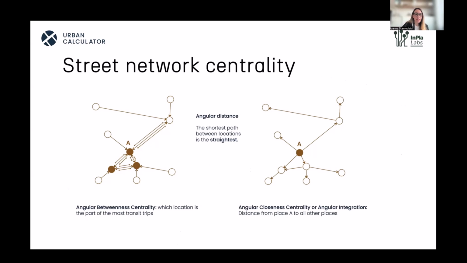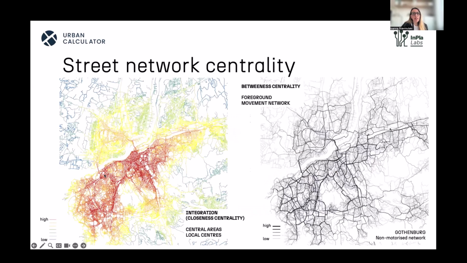Because pedestrians do not choose how to walk based on metric distance alone, but actually based on perceived distance, how perceptually easy it is to go from A to B, and we tend to choose the straightest and longest routes to navigate and to walk in the city. So these are the 2 results.